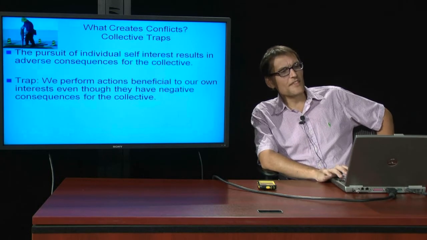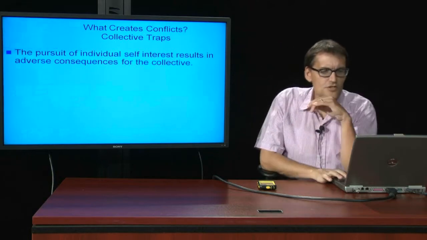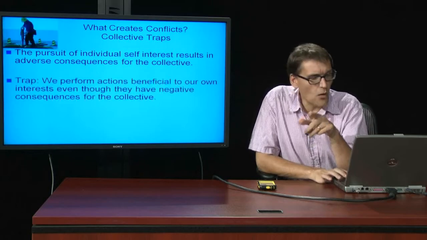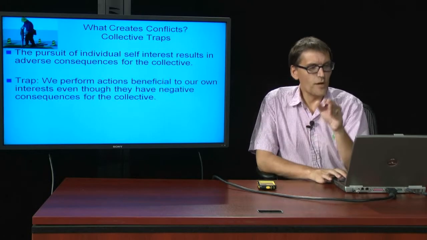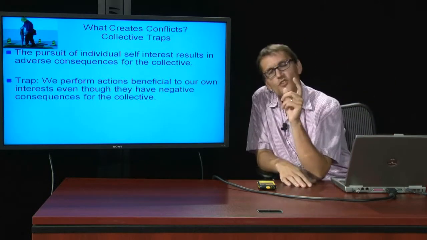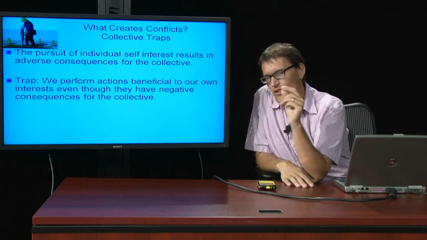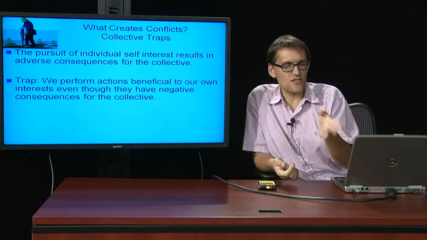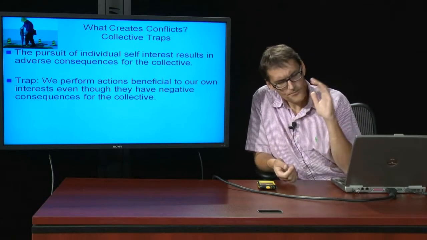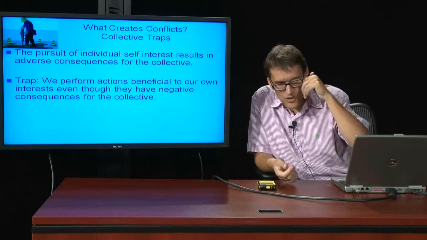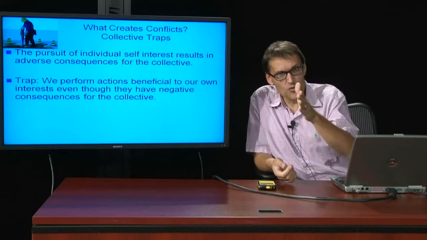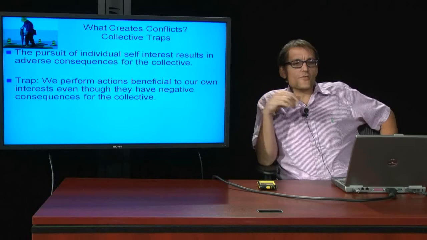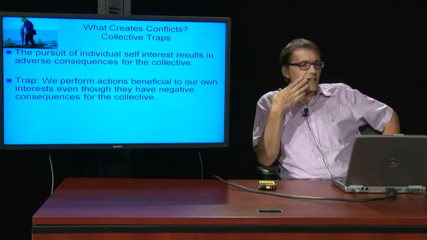But collective traps, and this is the most interesting. The pursuit of individual self-interest results in adverse consequences for the collective. Oh my God. All right, here. Now all of a sudden we're talking about a trap that truly, okay, all of the previous four were really traps between my present self and my future self. And so therefore they're not exactly social per se, but this is truly a social trap. Collective traps: the pursuit of individual self-interest results in adverse consequences for the collective.